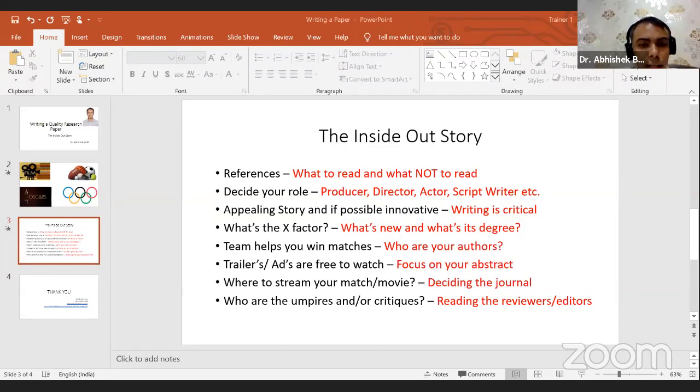library portals of these institutes. And every city has at least one or two premier institutes. If not, it's at least IIMs, right? Or for that matter, NITs. Usually these NITs, IIMs, IITs have the entire database.